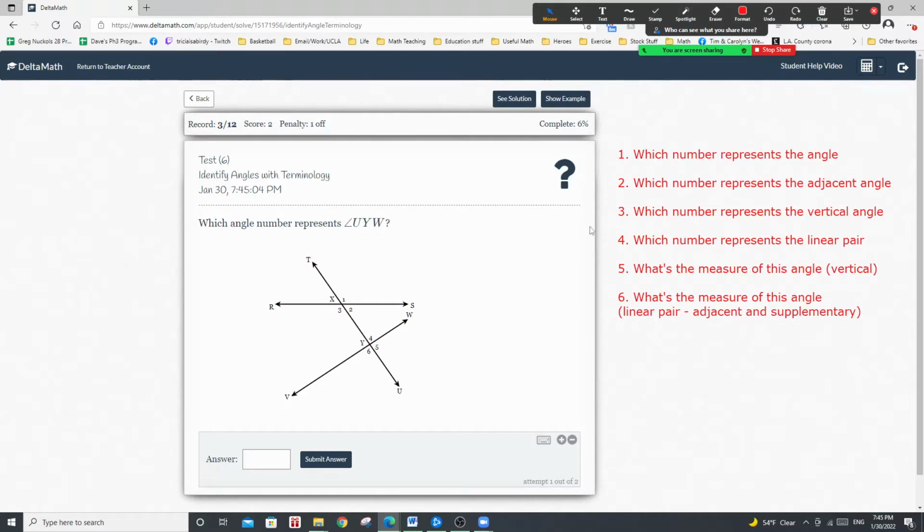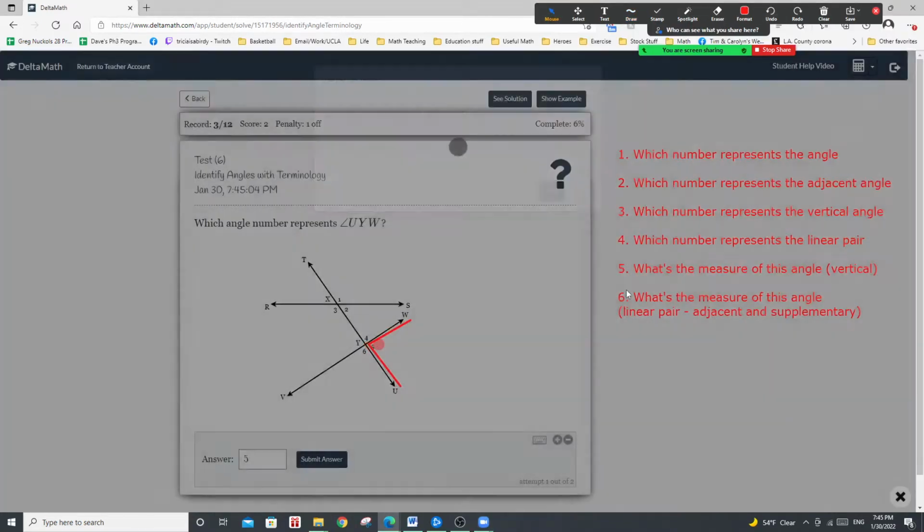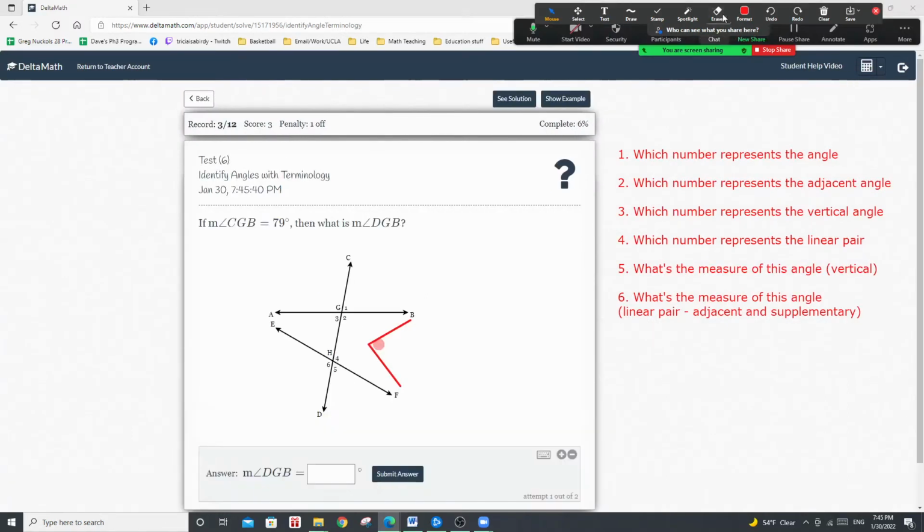So these are 6 types of problems you're going to encounter. We're going to go over one of each type, okay? First one is what angle represents UYW, okay? So let's go ahead and trace out those letters. U to Y to W, okay? And in between those letters, or those lines, we see the number 5. So UYW traces out these two lines, and in between them is 5. So for this one, we just put 5. Awesome, let's continue.